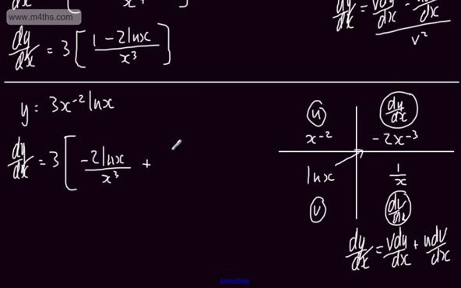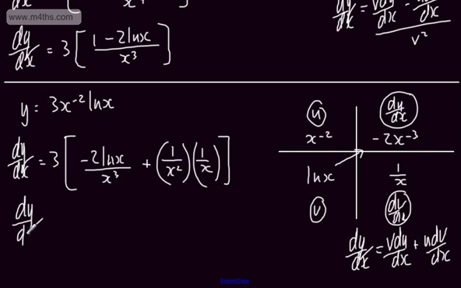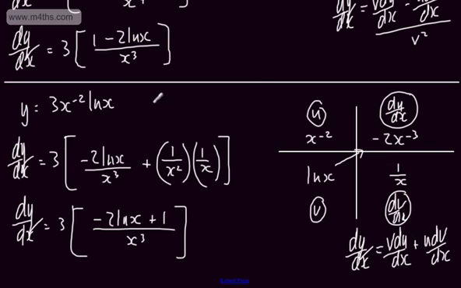Now if I look at this, what I've got is 1 over x squared, which is this one just here, multiplied now by 1 over x, which is going to give us now 1 over x cubed. So we can see that dy by dx by the product rule is going to give us minus 2 lots of the natural log of x plus 1 divided now by this common denominator of x cubed. And you can see that that is exactly the same as using the quotient rule.